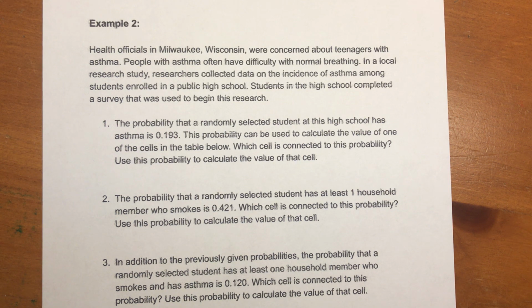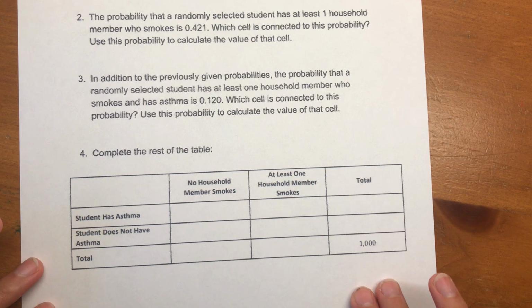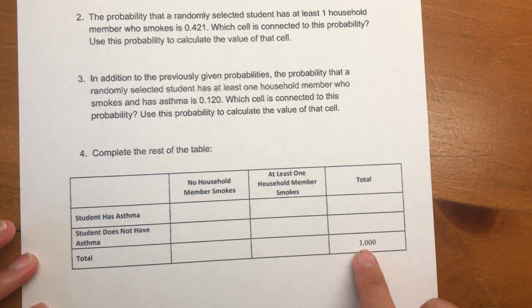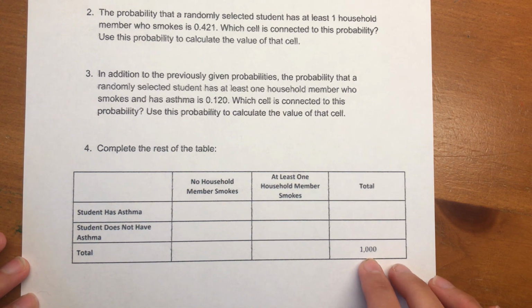This probability can be used to calculate the value of one of the cells in the table below. Which cell is connected to this probability? Use this probability to calculate the value of the cell. Okay, so what's going on in this table? Let me show you the table. They're saying the total number of students is 1,000. Okay, the total is 1,000.